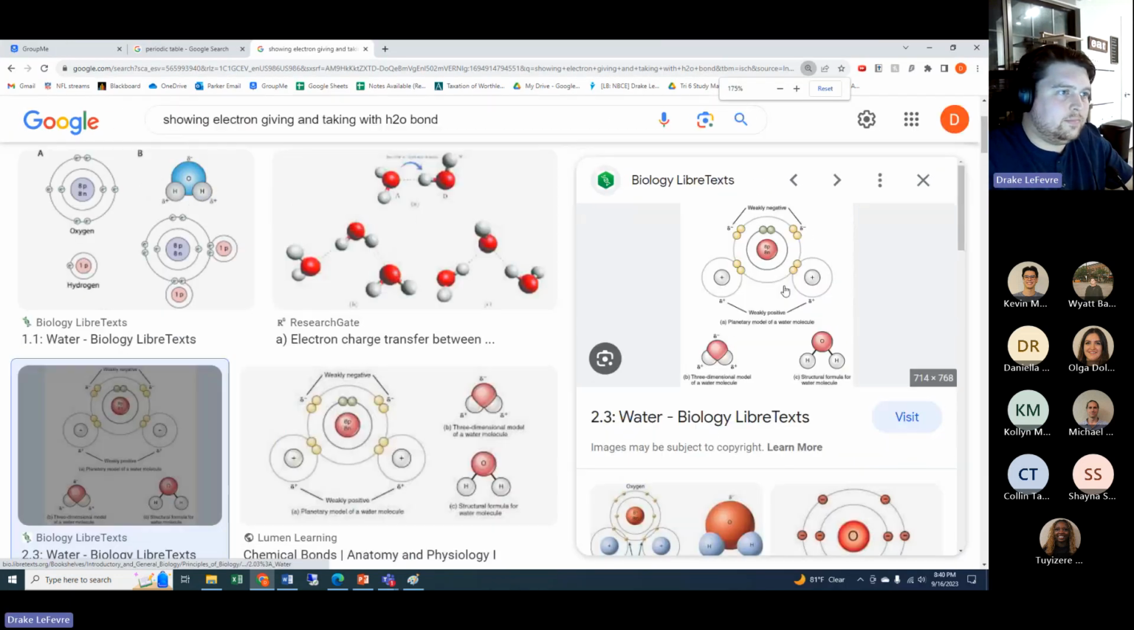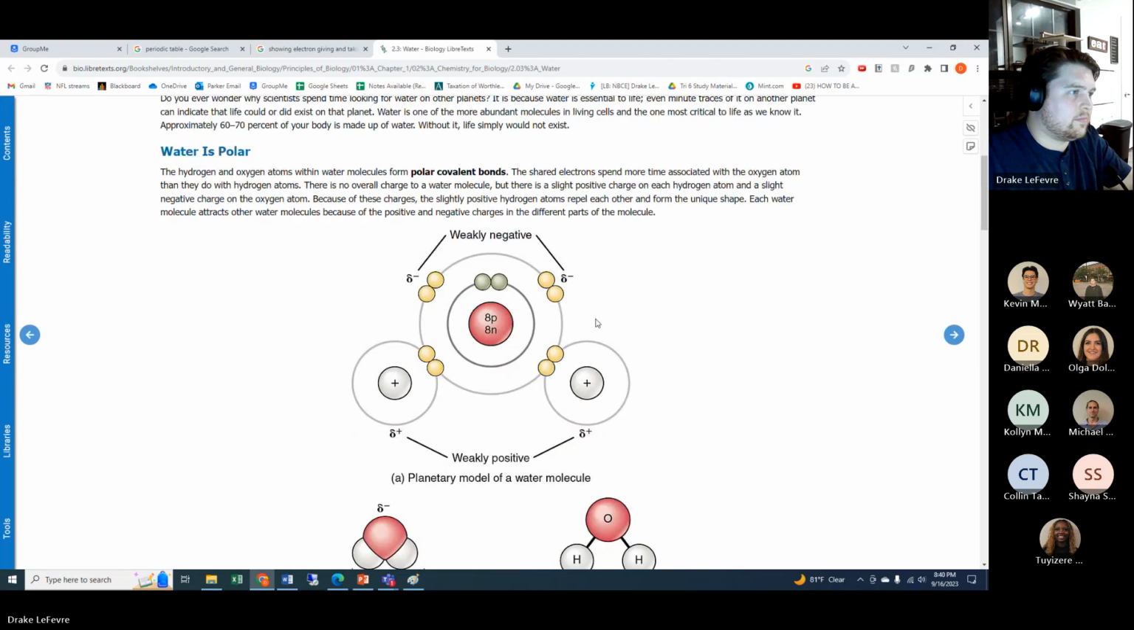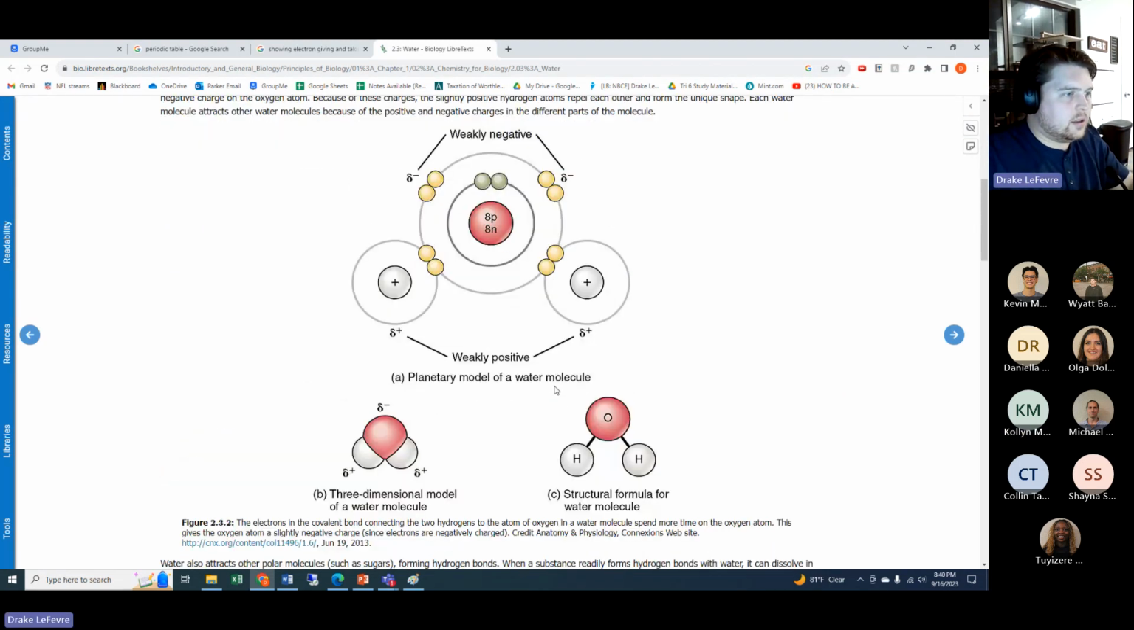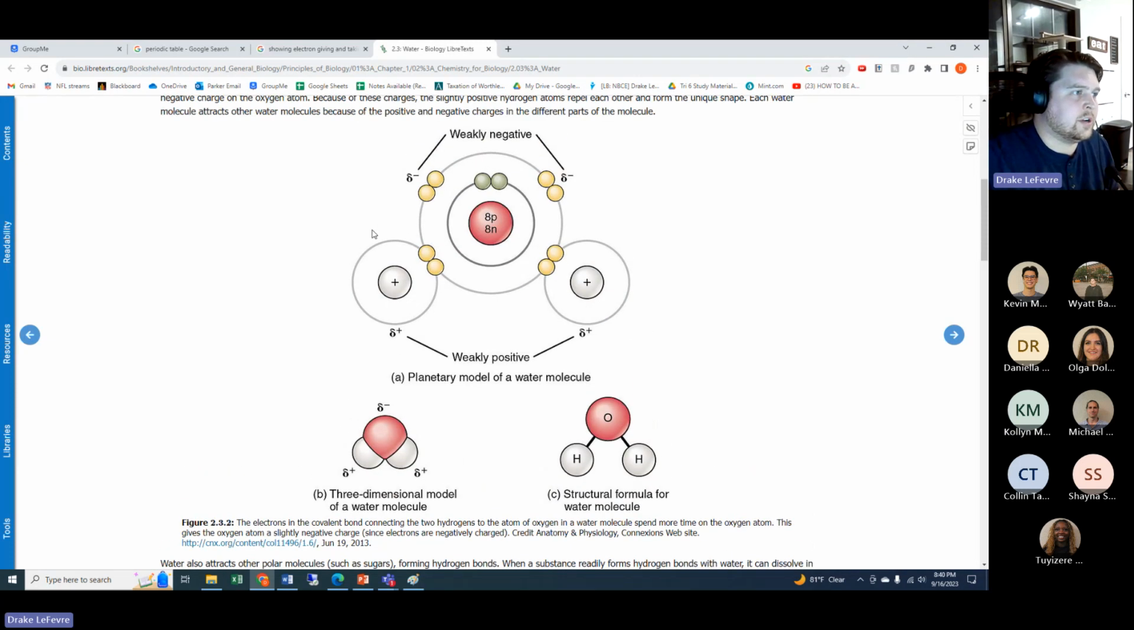So let's get this picture bigger. This right here looks a little confusing. So this, the red is the oxygen, and these little pluses are the hydrogen.